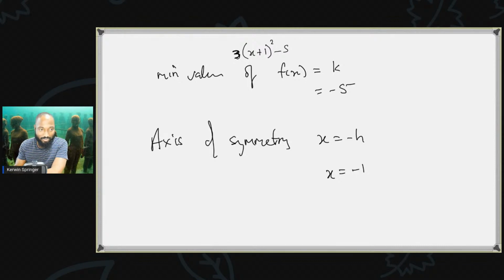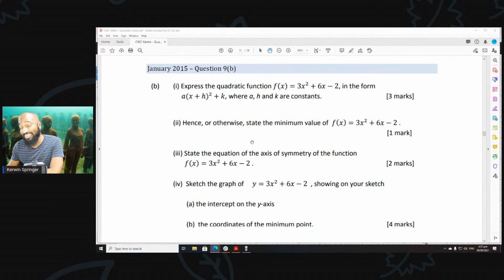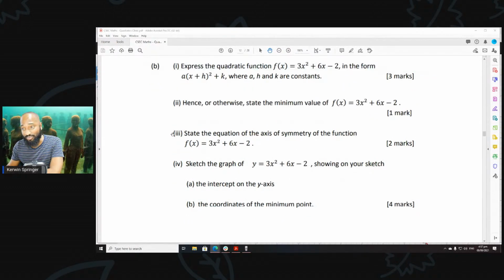13 pages down, 15 more to go. 15 to go. Hey, if it reaches 8 o'clock, I just go on. Sketch the graph. Where are we? I'm confused.